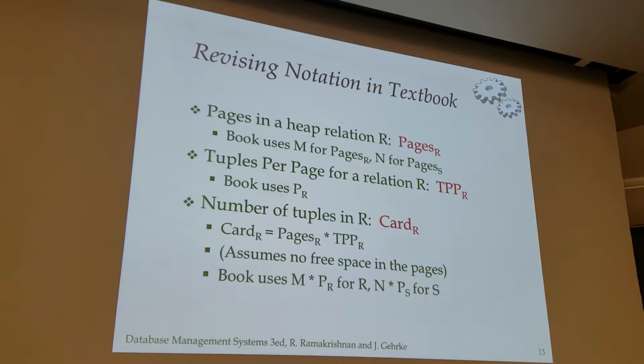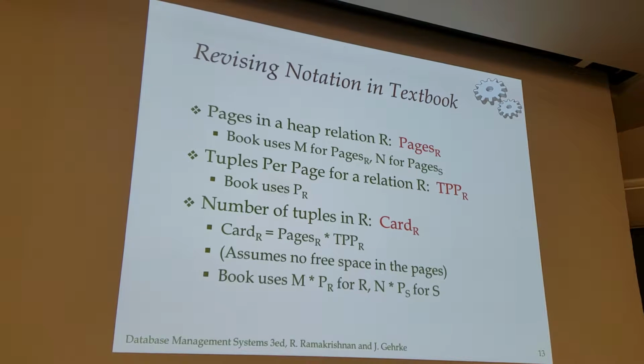Just as a reminder, since we didn't finish lecture 8 last time, notation, which is different from that in the book. For a relation, I just write pages with a subscript of the relation for the number of pages in that relation. Tuples per page is going to be just TPP for R. The book's notation is useless as far as I'm concerned. And the number of tuples in R is going to be the cardinality of R. And of course, the cardinality, the number of tuples in R, is just the number of pages multiplied by the tuples per page. And that, of course, assumes that there's no free space sitting on top of the pages.